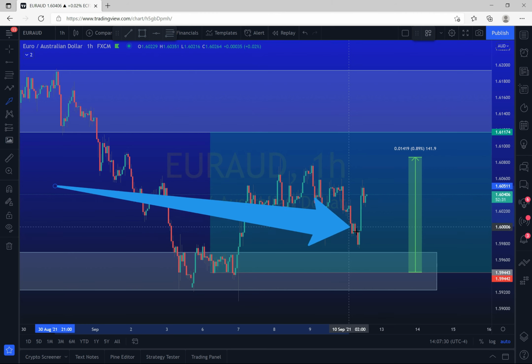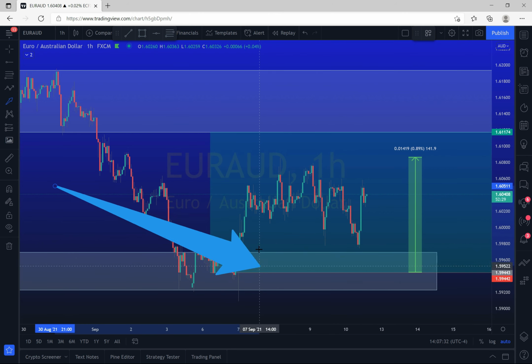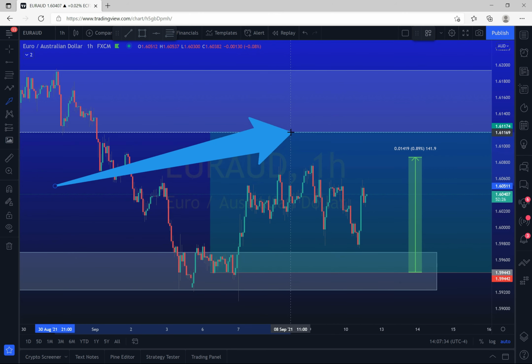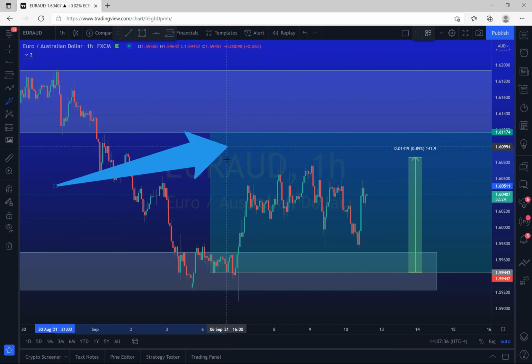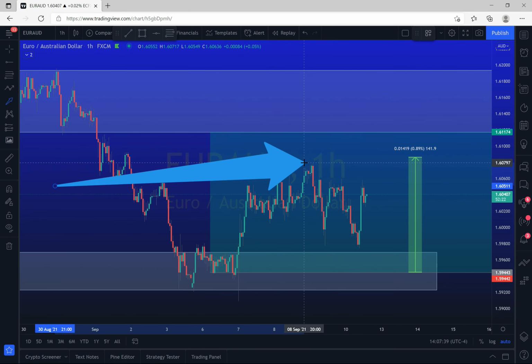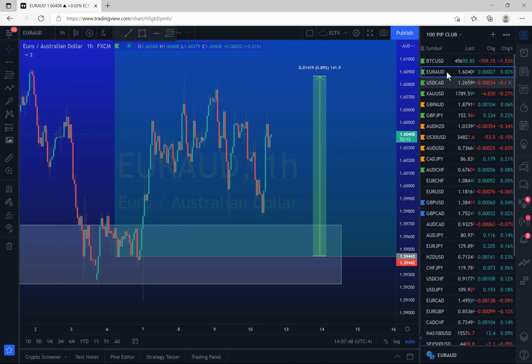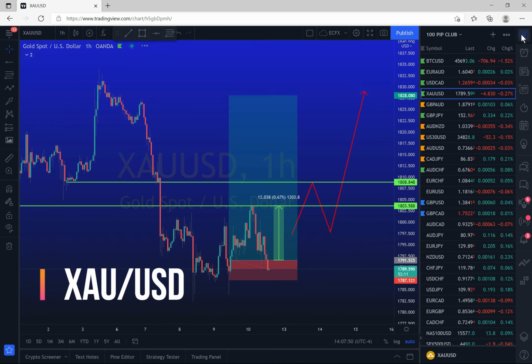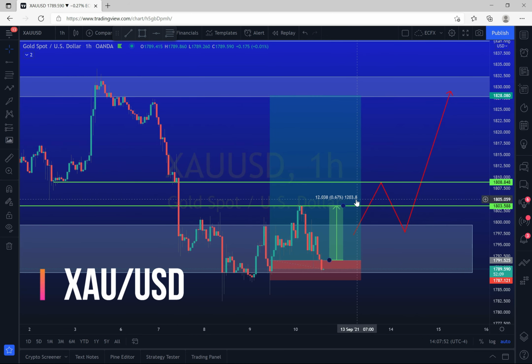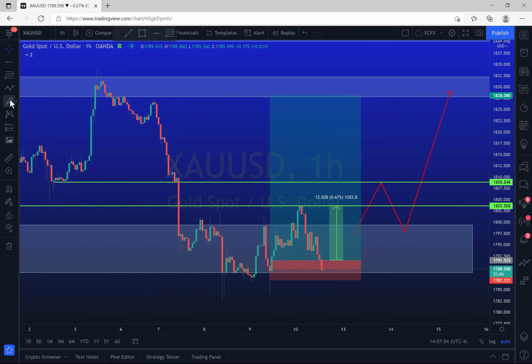So right now we're going to remain in our runners at break even at zero risk, and we're going to aim for 1.61200. So that's another great trade right now. 141 pips on EURAUD so far, and I'm looking to target a lot more if we get this key level above. Next trade that we're going to look at was XAUUSD, which was gold.